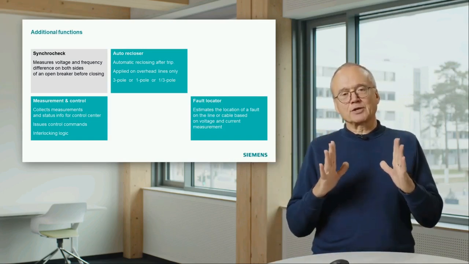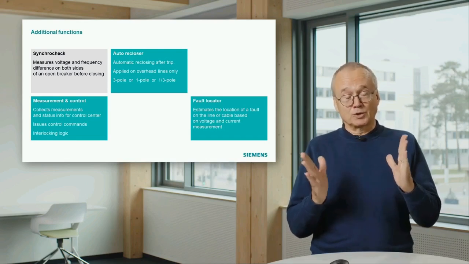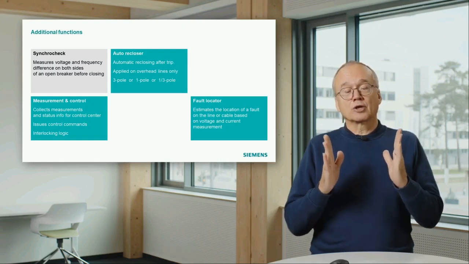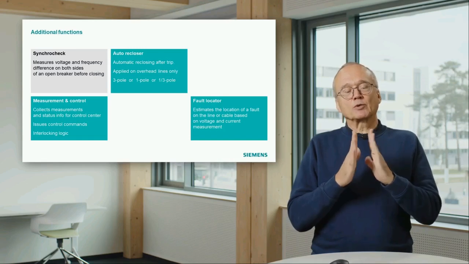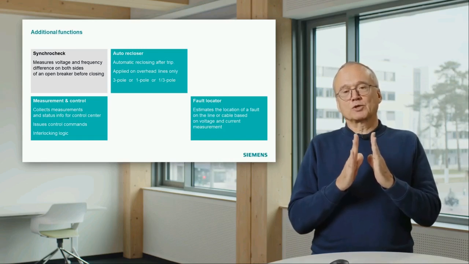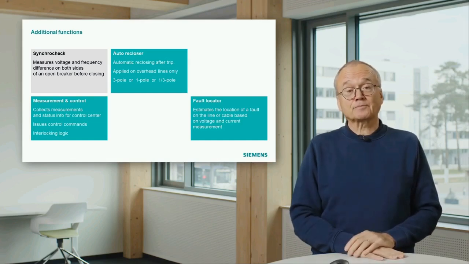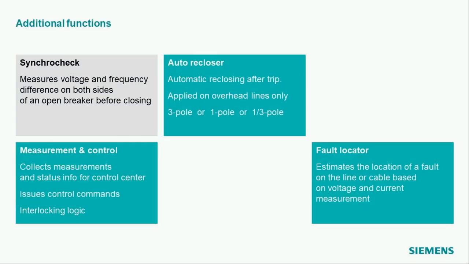That means this function measures or compares the voltage on both sides of the breaker and will only allow the closing of the circuit breaker if the difference between the voltages on both sides in terms of magnitude and in terms of angle is under a certain setting value.